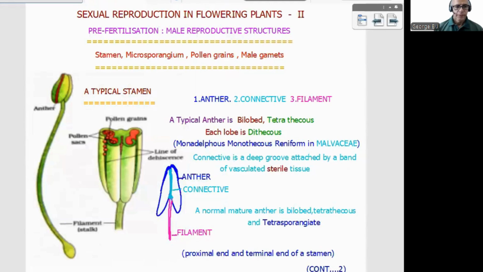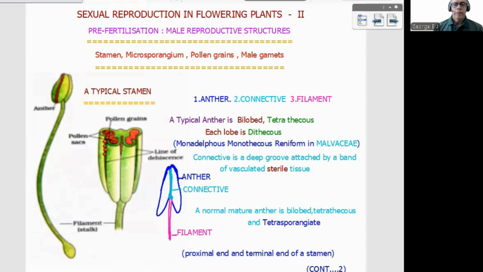Now we can enter directly to the topic. So we can start. Today we'll be dealing with the male reproductive part of a plant. For that, I will share the screen, so it'll be easy for you to get the diagram and all the things. Now the screen will be visible to you. So we can proceed.